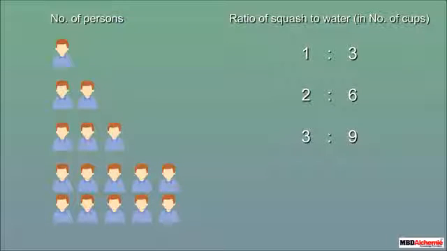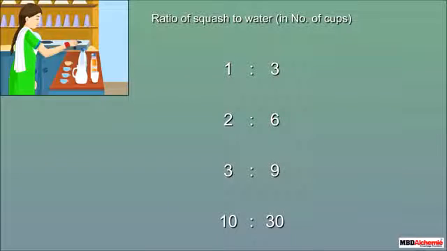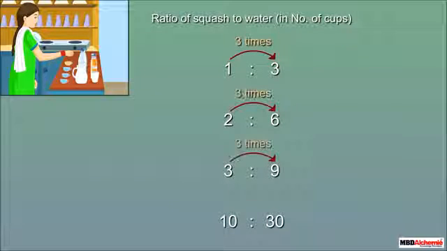For 10 persons, I have to take 10 cups of squash and 30 cups of water. And I come to know by multiplying the ratio by 10. Here, for all the ratios we have found, we have added water 3 times of squash. That means the ratio is constant here.